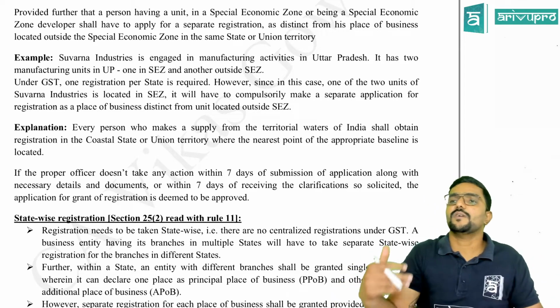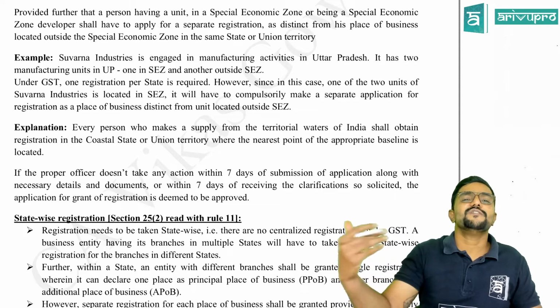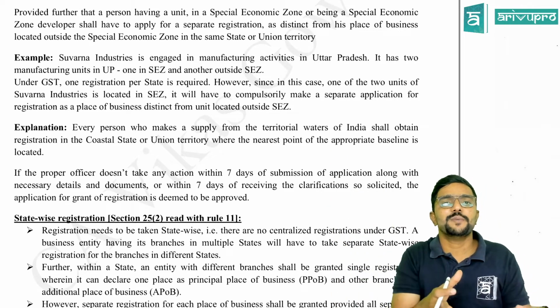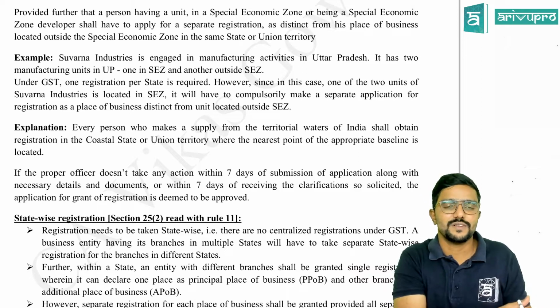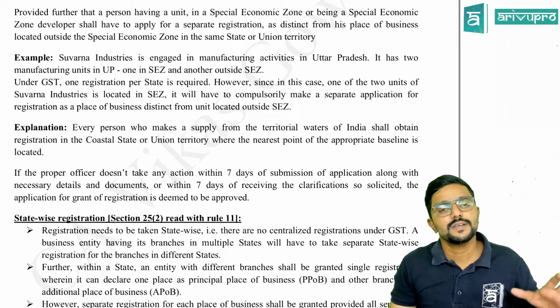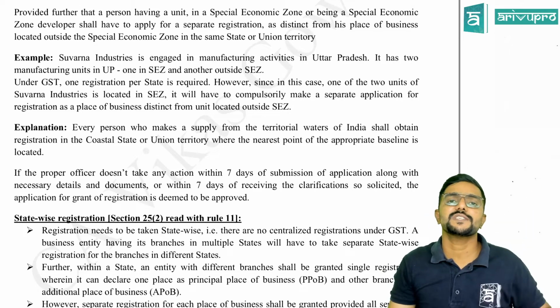Assume you are supplying some goods or fish or items on waters. Where is the nearest baseline? Assume it is in Tamil Nadu. So in which state has the supply been made? It is in Tamil Nadu. So take the registration in Tamil Nadu.